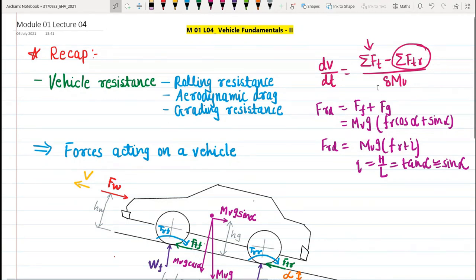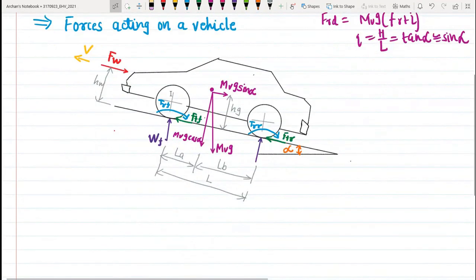Now you are aware of the rolling resistance, aerodynamic drag, and grading resistance. So any vehicle given to you, you will be able to find out all three resistances and the total tractive effort needed against these resistances. This is nothing but the different forces acting on a vehicle, specifically an electric vehicle.